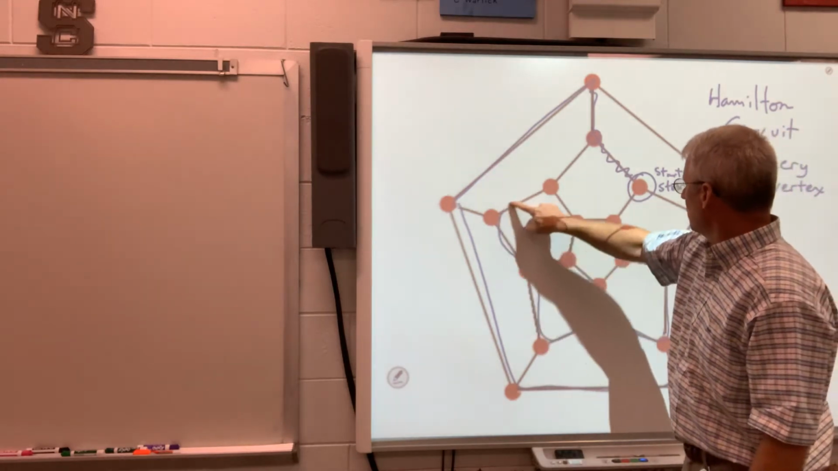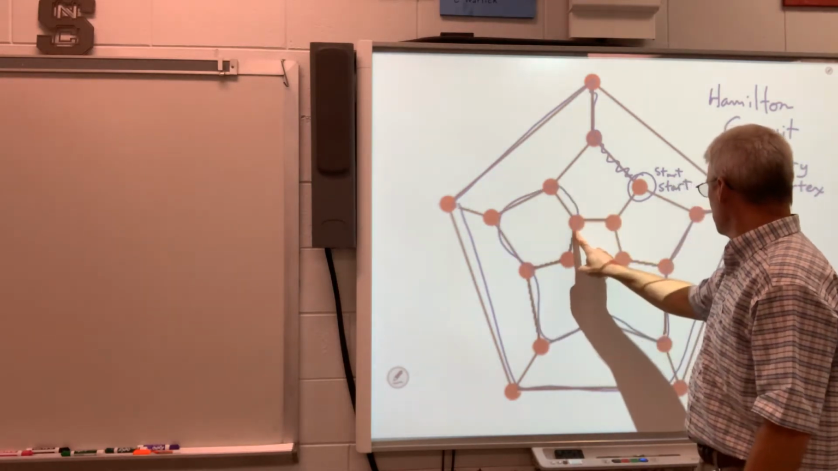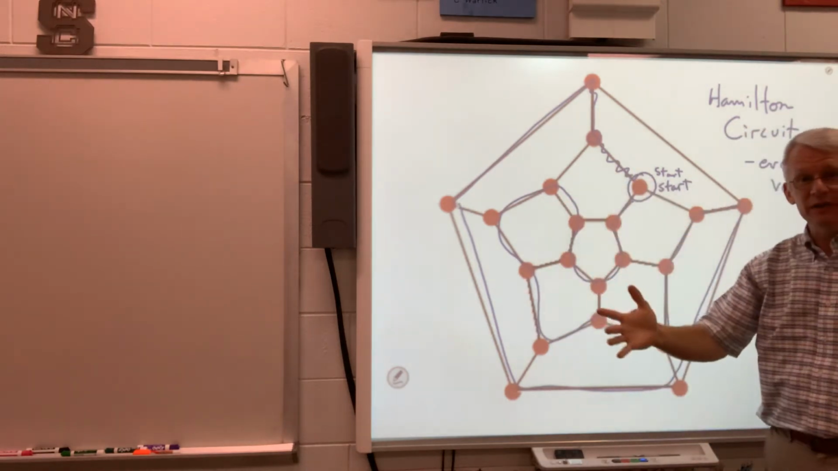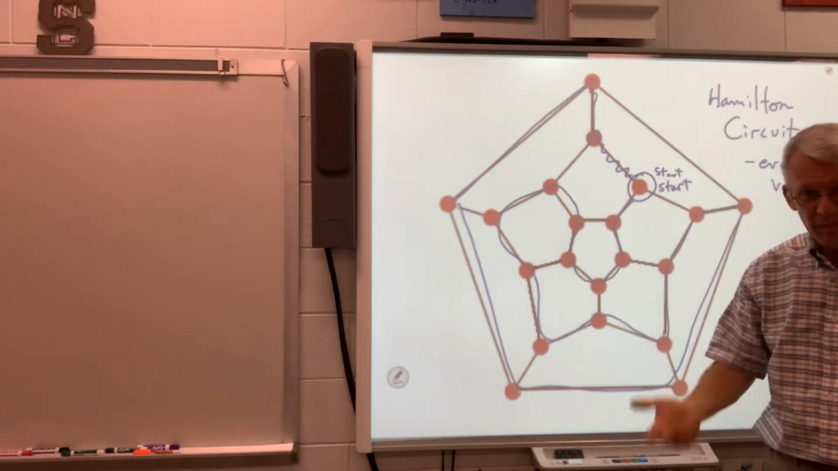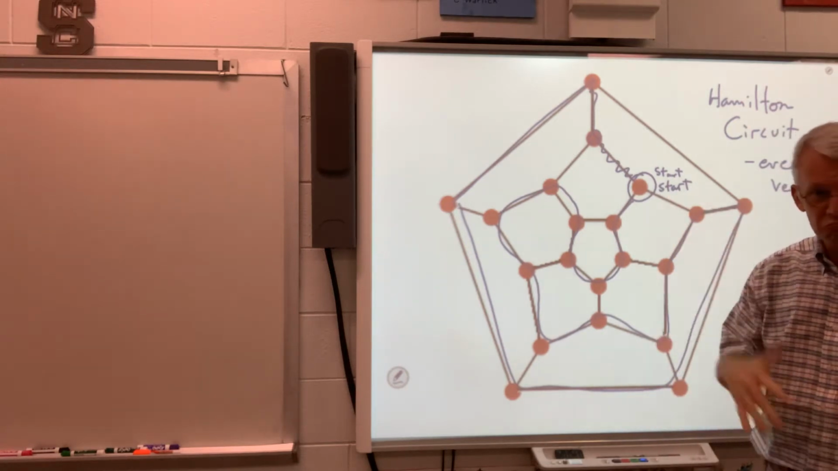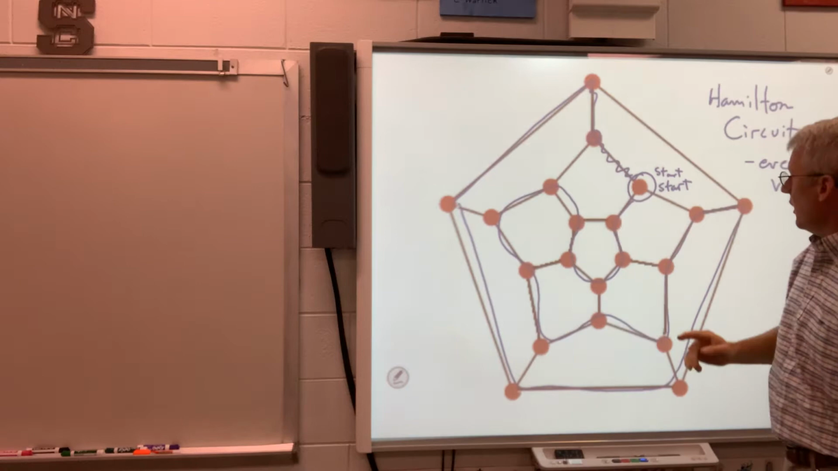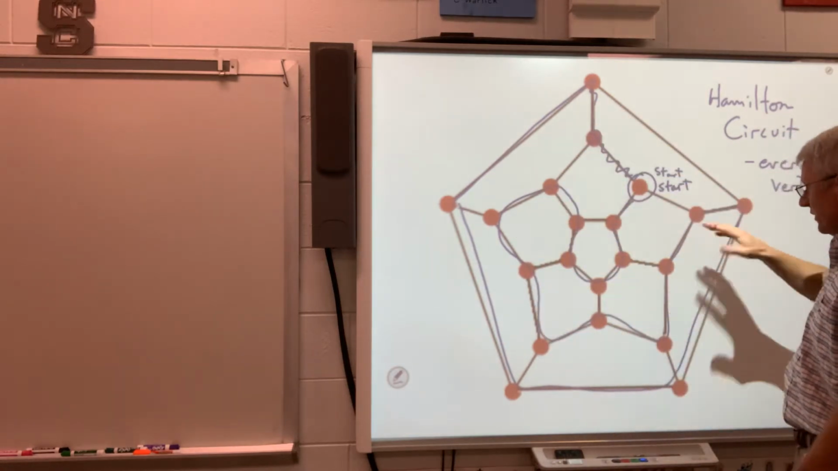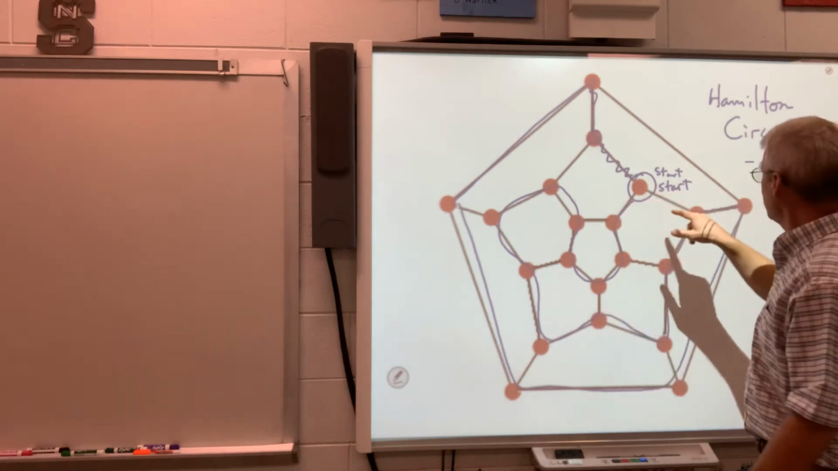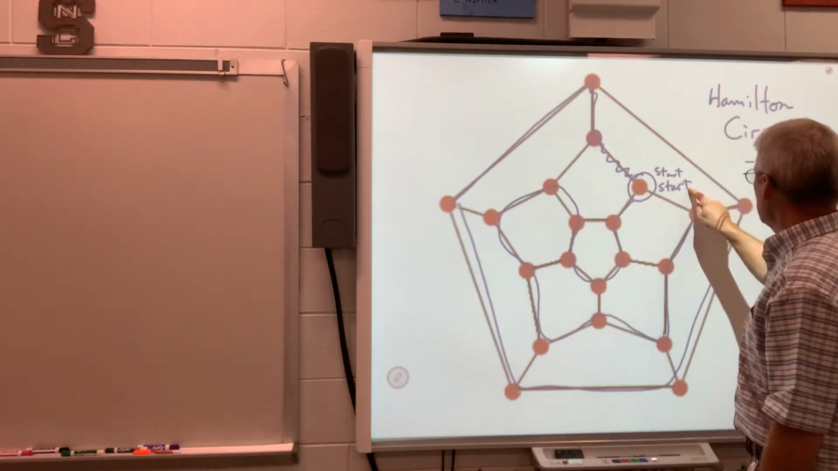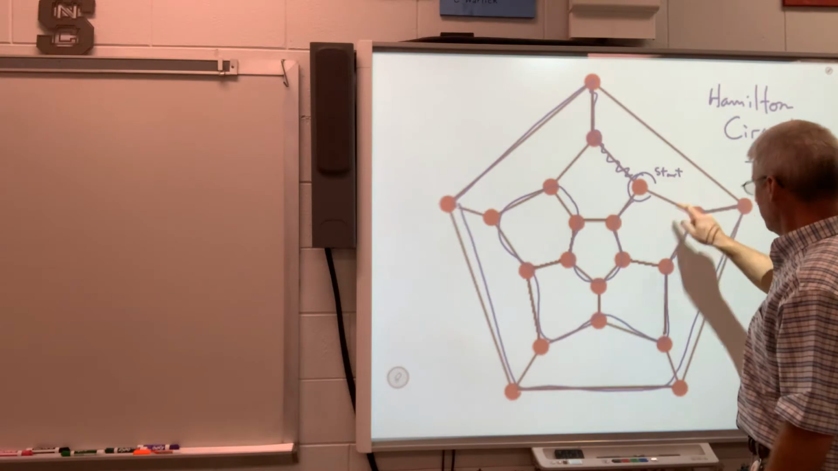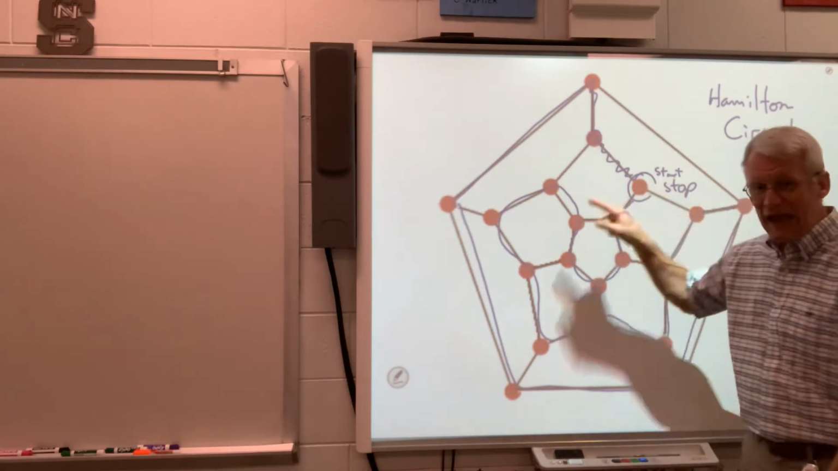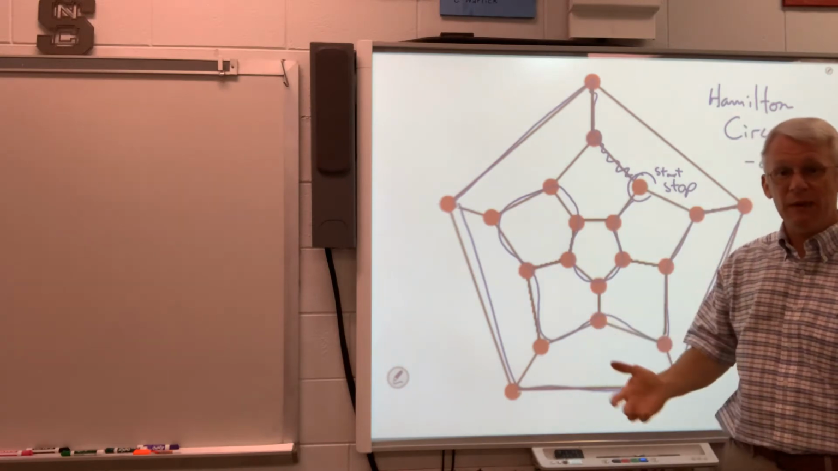Aha! So I found it. It takes a little bit of time, but it's not that big a deal. All you have to do is erase and start over and try something different. I went up through this, eventually looped around, and ended up stopping exactly where I started, and that's really a Hamiltonian circuit.